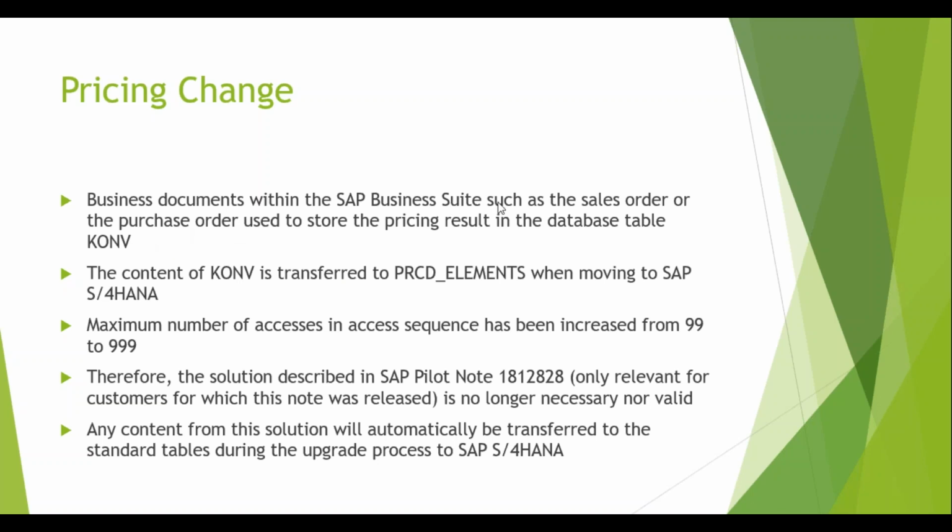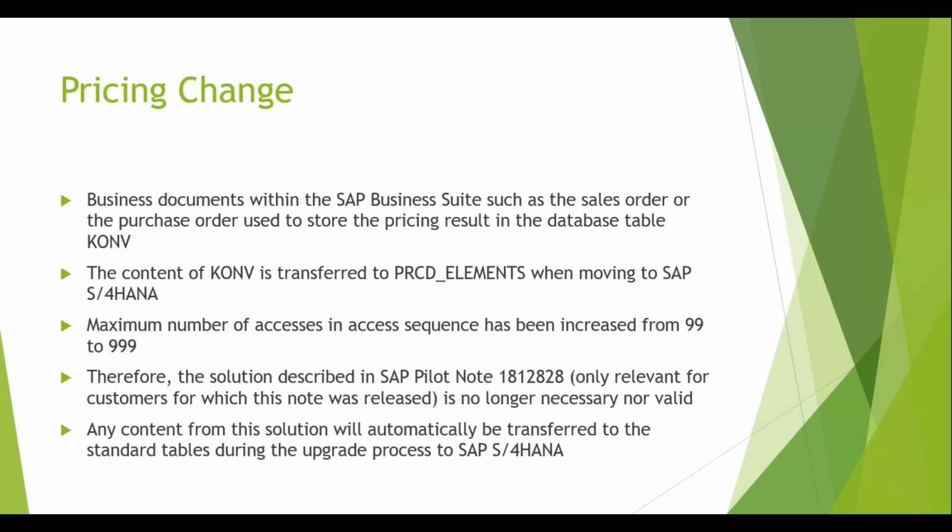Same thing, whatever we discussed. Business documents within the SAP Business Suite, such as sales order and purchase order, used to store the pricing results in database table KONV. Now the content of KONV is transferred to PRCD_elements when you are moving to SAP S4HANA. The maximum number of accesses in the access sequence has been increased from 99 to 999. Therefore, the solution described in the SAP pilot note, which was required in SAP ECC to activate this functionality, is no more required. So this is about these two things.